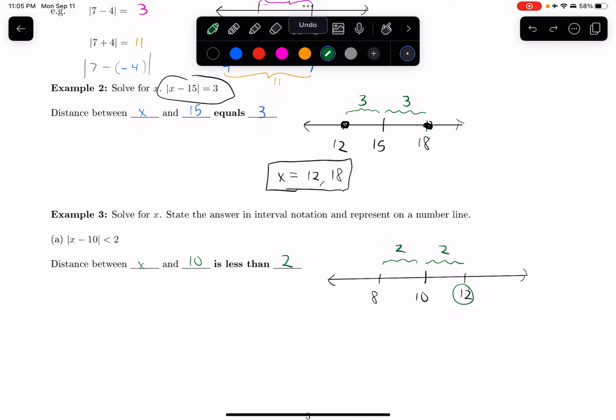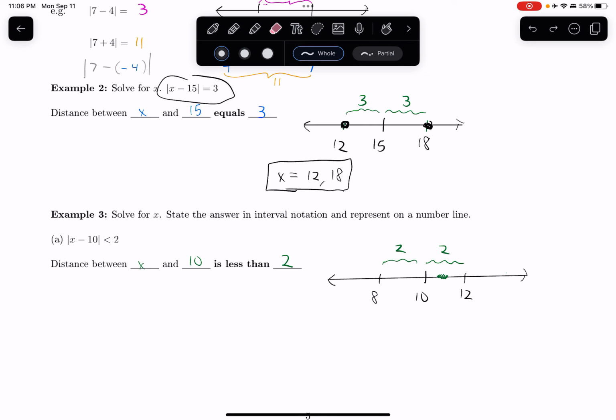So could I be somewhere like here, like 11? Yeah, absolutely. Then I would be 1 unit away, and 1 is less than 2. So I can be at places like 11. Could I be somewhere out here, like where 15 is? Well, my distance would be 5. That's too big. That distance is not less than 2. So that's too far out.